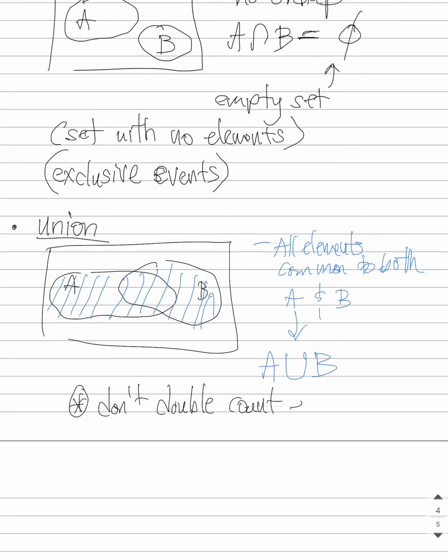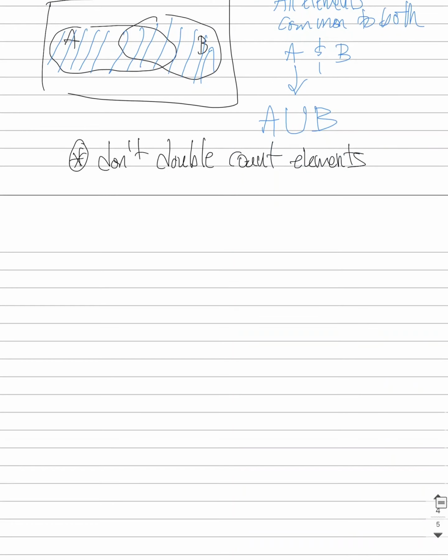So we don't double count any elements. If you have a Batman toy and I have a Batman toy, we don't put them in together. We just take one of them and we get rid of it. And we essentially ignore the other one.